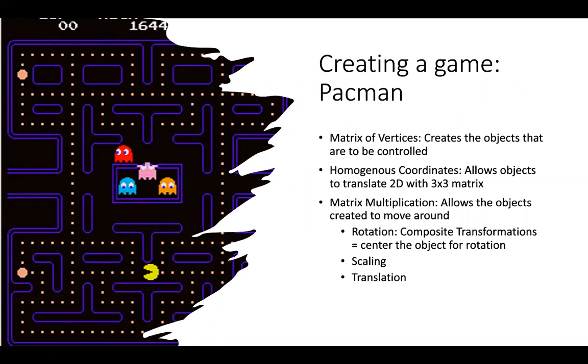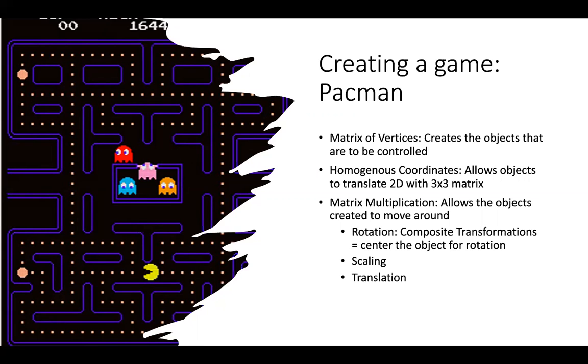So for an example, such as creating the game Pac-Man. Pac-Man uses a bunch of linear transformations in order for the player to control the object. For example, we have the matrix of vertices, and that allows us to create the objects that are to be controlled. And it's important to know that the homogeneous coordinates allow the objects to translate in 2D with a 3x3 matrix, so then it allows the objects to move around. After that, we can use matrix multiplication to set the objects to move, such as rotation, and that's the composite transformations.